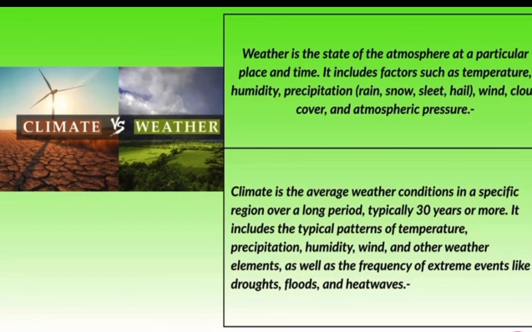What is climate? Climate is the average weather condition in a specific region over a long period, typically 30 years or more. It includes the typical pattern of temperature, precipitation, humidity, wind, and other weather elements, as well as the frequency of extreme events like drought, flood, and heat wave.